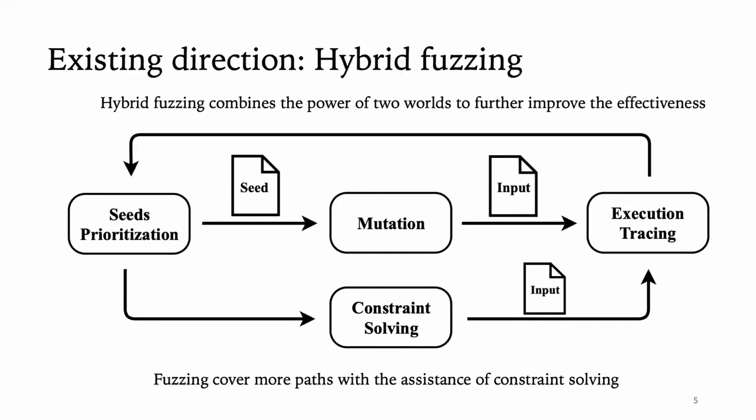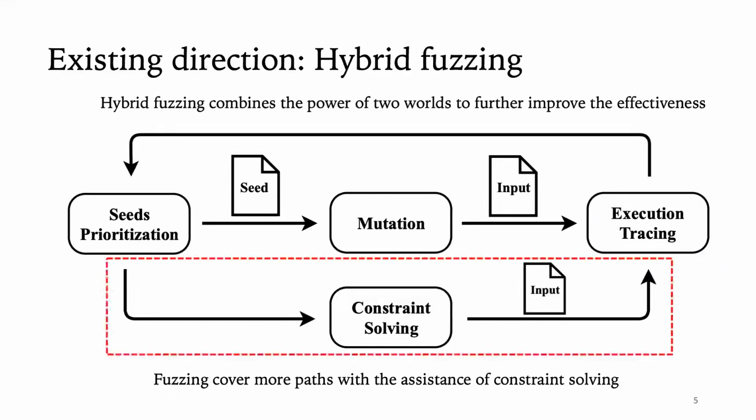This is the workflow of hybrid fuzzing. Apart from conventional fuzzing, hybrid fuzzing applies symbolic or concolic execution to generate inputs for those hard-to-cover branches. Therefore, fuzzing can cover more program paths with the guidance of constraint solving.